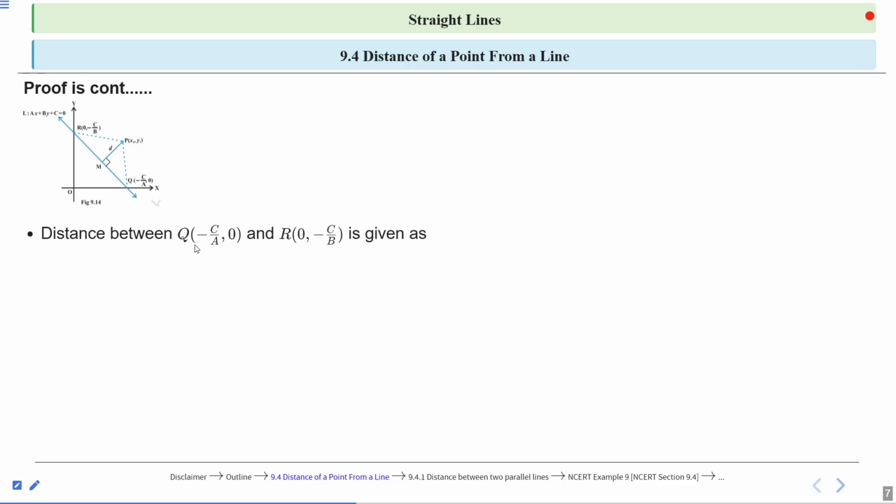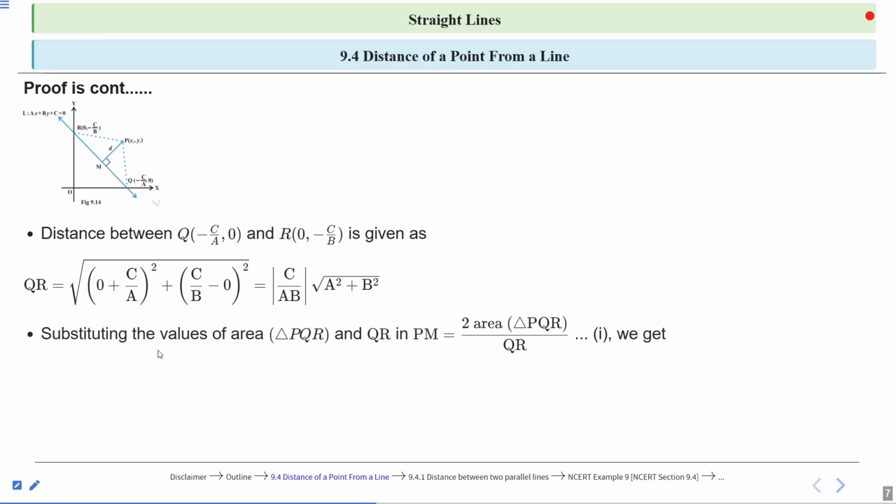So the distance between Q and R is given as QR. This is equal to the square root of (0 plus c over a) whole square plus (c over b minus 0) whole square. Now simplify it. If we take c common and take the LCM of a square b square, and take out of the square root, then you will obtain the term modulus of c over ab times square root of a square plus b square.